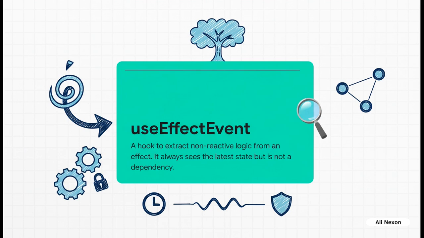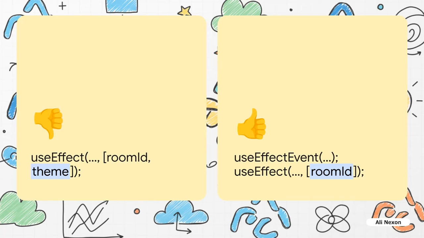It's a new hook made specifically to pull that non-reactive, event-like logic out of your main effect. You can think of it like creating a super stable function that always sees the latest props and state, but because the function itself is stable, it doesn't need to go in the dependency array. Let's look at the code, because this makes it all click.